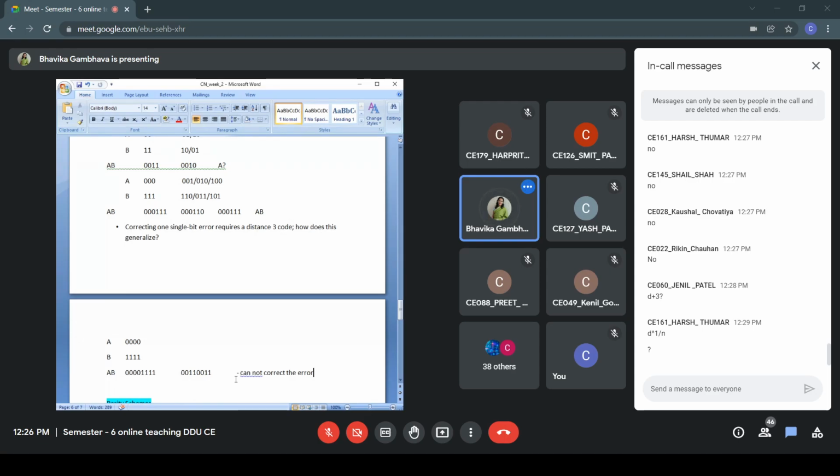What is n? I just want d to be present in the answer, isn't it? Like d is the number of bit errors which we want to correct. D is the number of bits which we want to detect. Okay, we can probably do it like this.